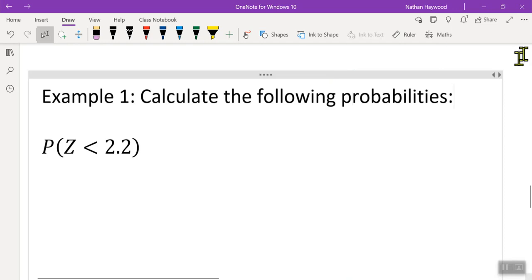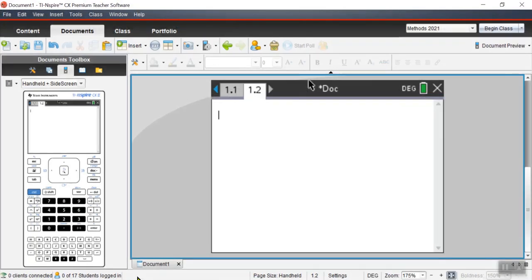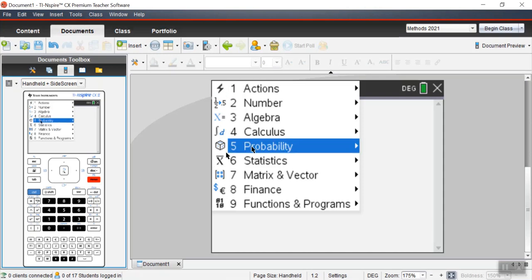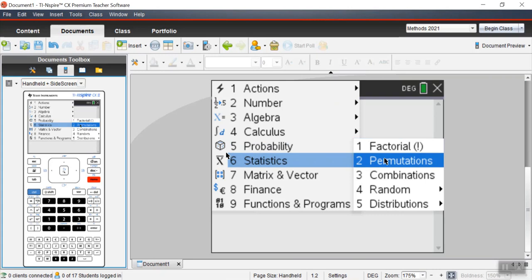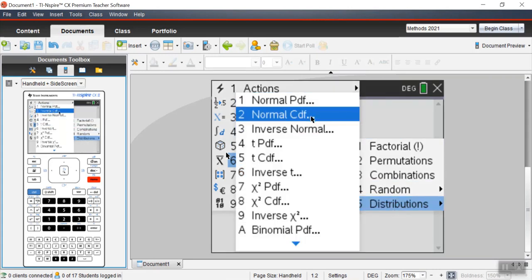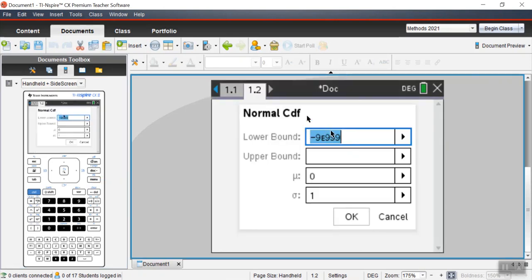We're trying to get the probability of Z being less than 2.2. So you open up your TI, go to menu, then 5, Distribution, and then normal cumulative distribution function. This is your lower bound, negative infinity. What's your upper bound?